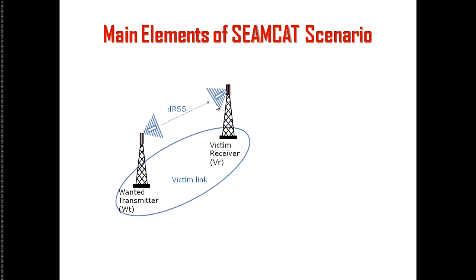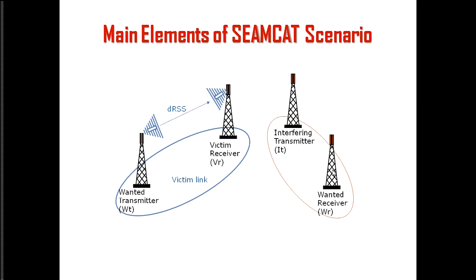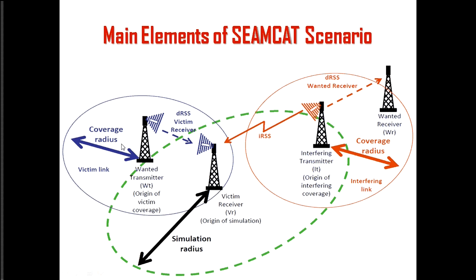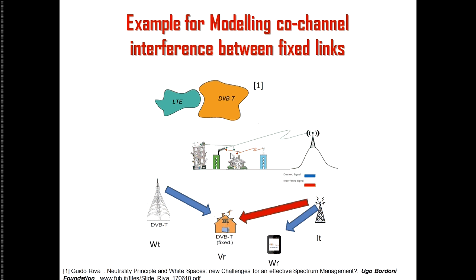You have your own wanted transmitter, and this is the victim receiver, receiving the desired received signal strength. And when interference is introduced, which has its own system too, it causes the interferer received signal strength. So the receiver is receiving two signals at the same time. So these are the parameters. You have the simulation radius here. This is the receiver, and you have the interferer. The interferer has its own coverage, and the wanted system also has its own coverage. From this particular receiver's perspective, we do the whole calculation.